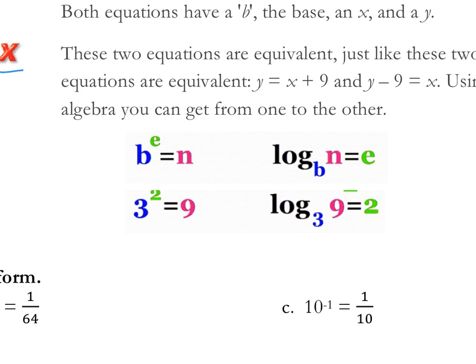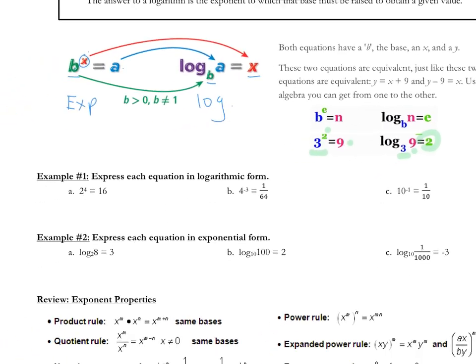b to the e equals n. That's the same as the log base b of n equaling e. That's a little abstract, but maybe let's look at the next one. Here we have 3, let me grab my highlighter, 3 to the second power equals 9. Well, in logarithmic form, we say 3 to what power equals 9? Well, it must be to the second power. So let's look at a few examples here.